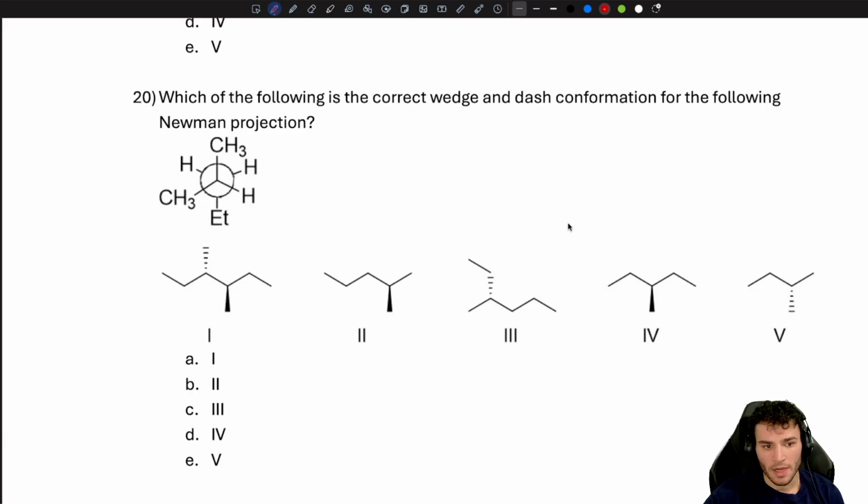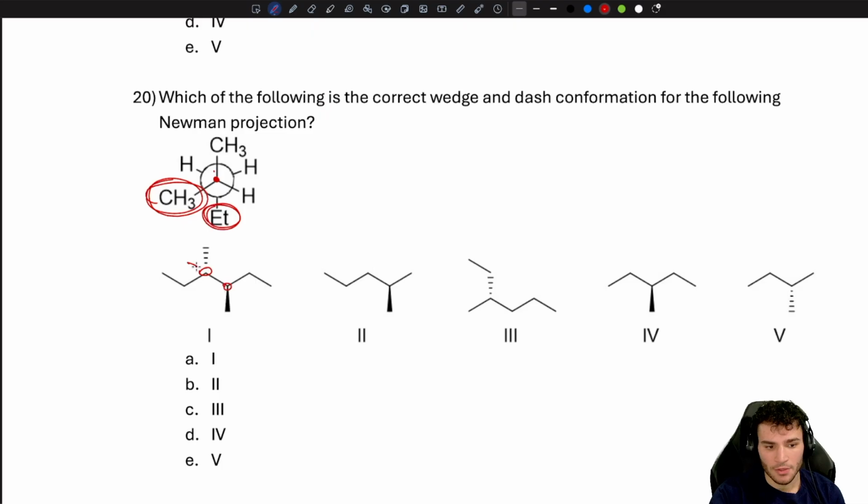Now, number 20, again, we're looking for a bond line structure. So the first thing I want you to notice is that your front carbon must have two methyls, and one of them is looking to the left. And now the back carbon, you must only have an ethyl group, right? So no other structures. So if you're looking at this carbon, right, you have an ethyl on both sides, right?